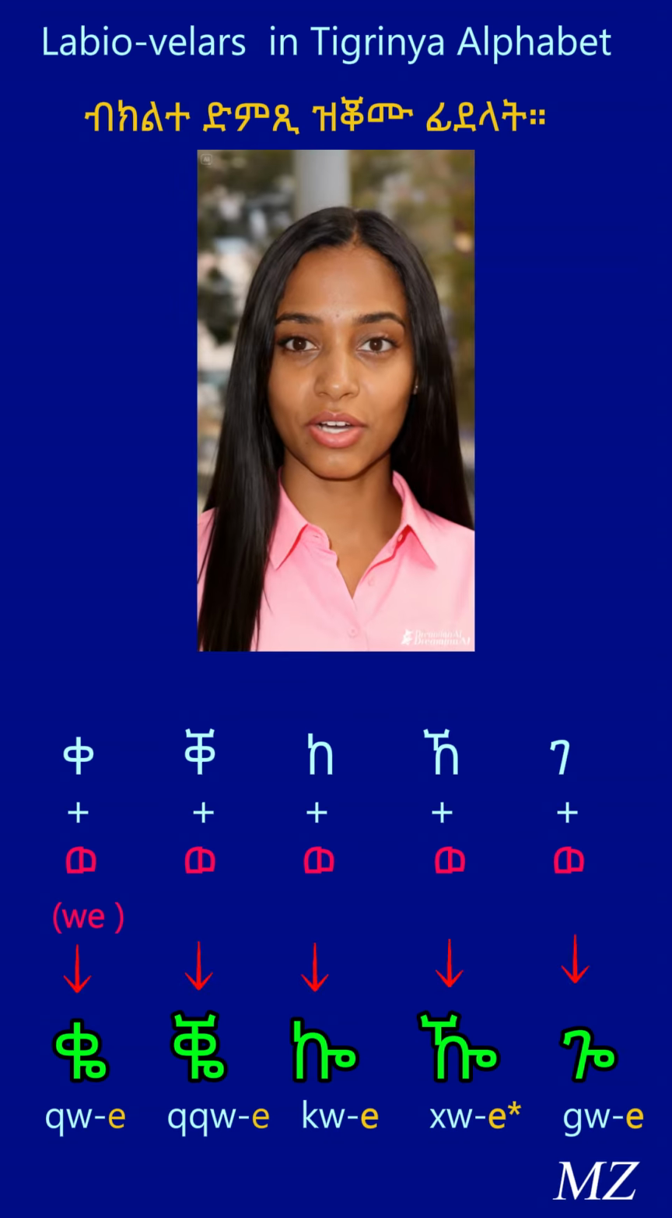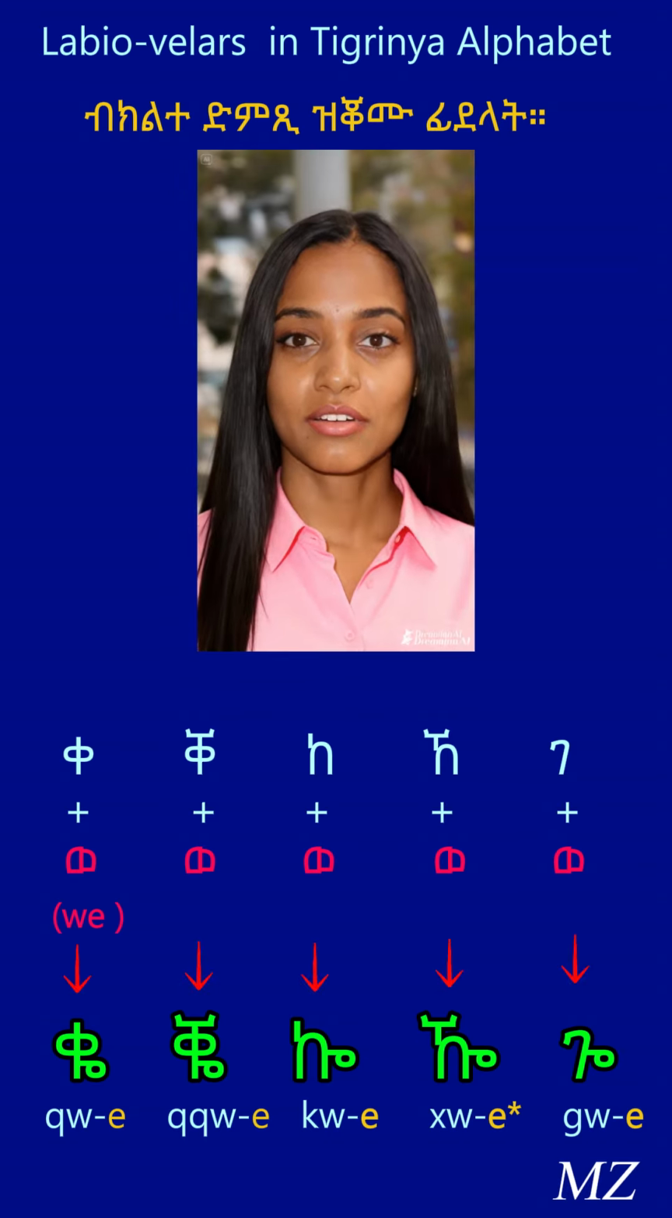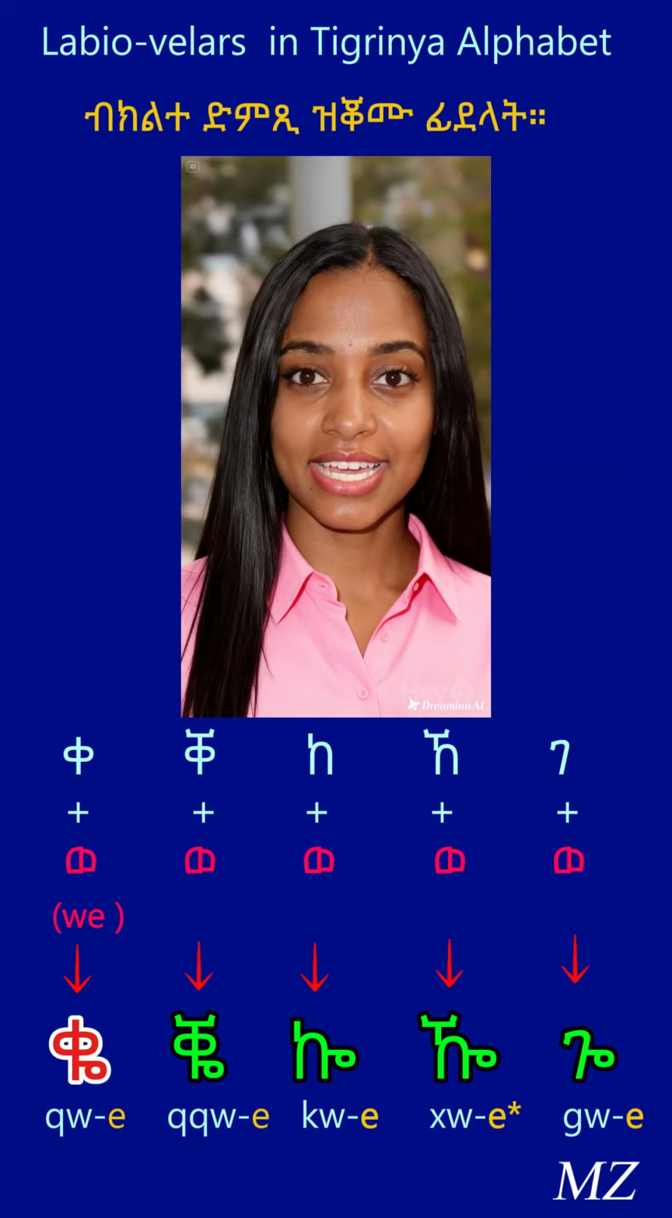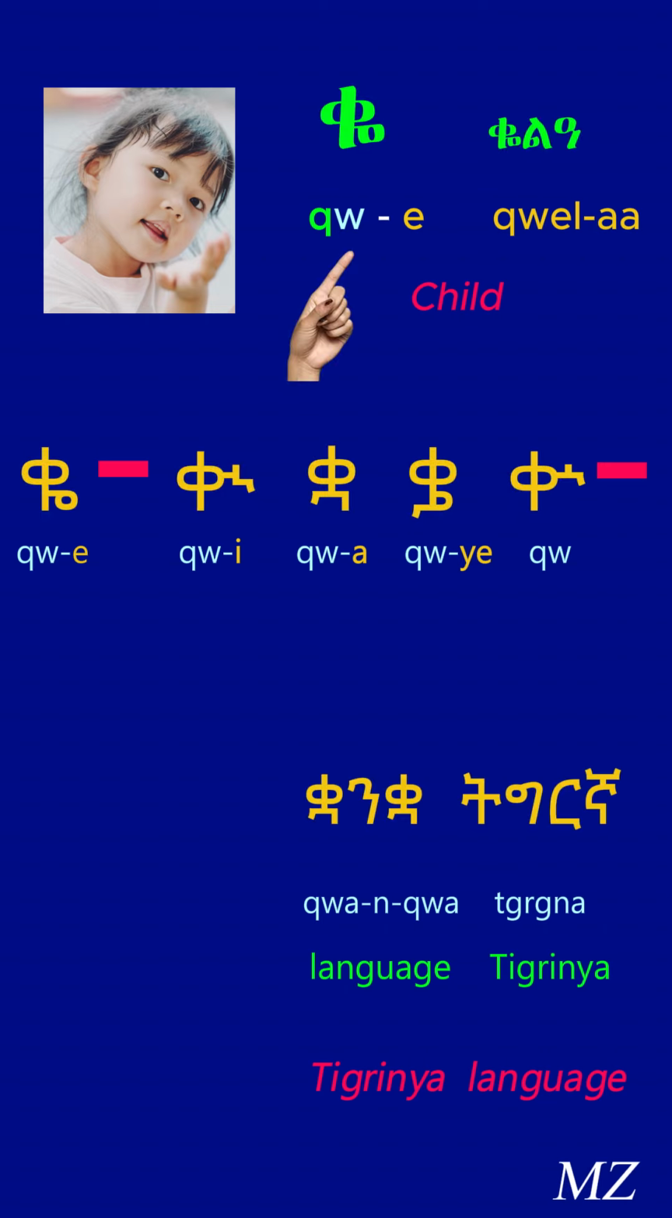Consequently, the labiovelars in the Tigrinya alphabet are Q, Q, Q, Q, Q.